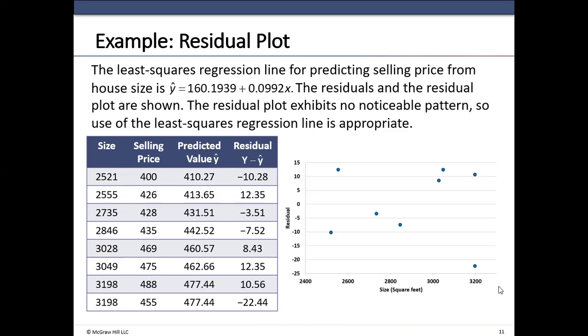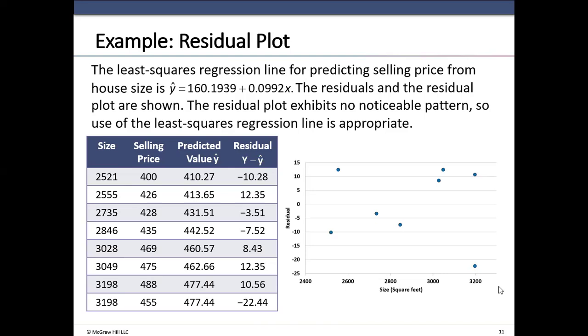Then press stat, then 1. In L1, we are going to enter x values, which are the square feet of the houses. So 2521, 2555, then 2735, then 2846, then 3028, then 3049, then 3198, and then again 3198. So we have entered the last data point in L1.